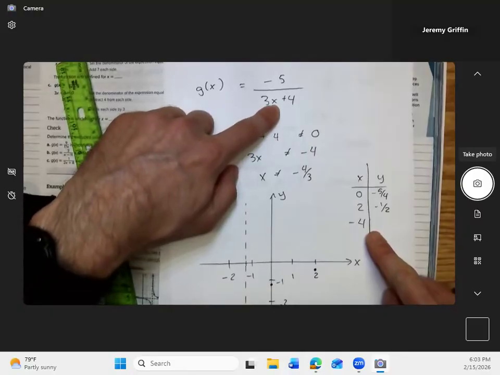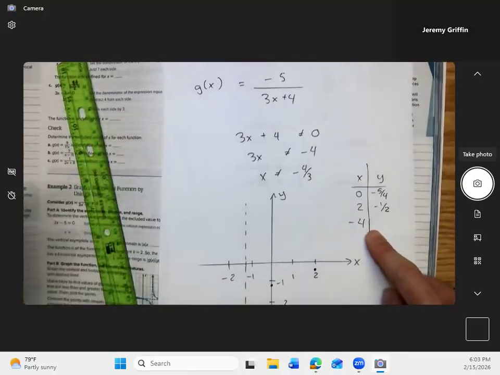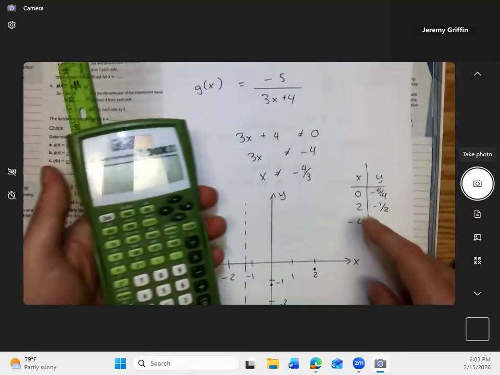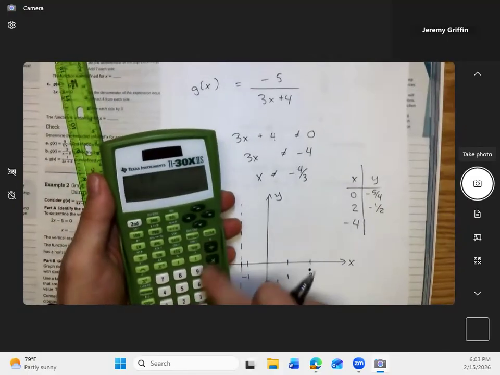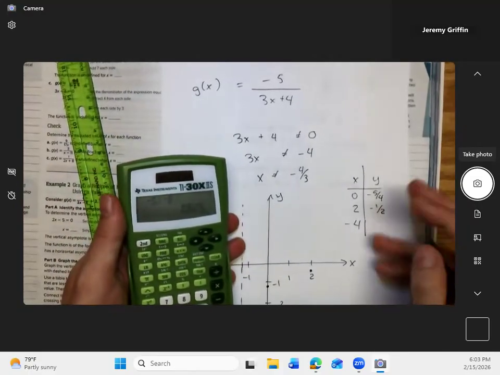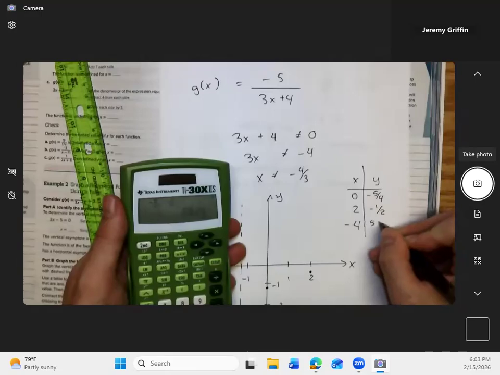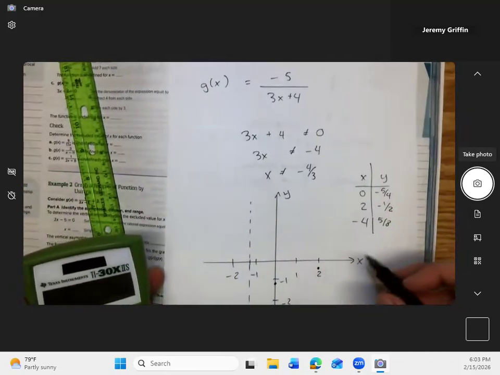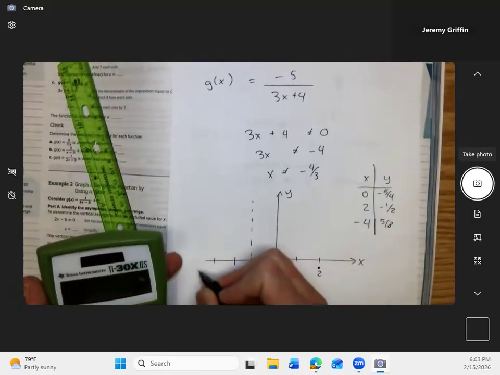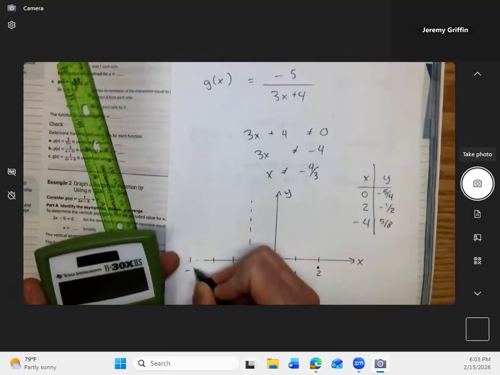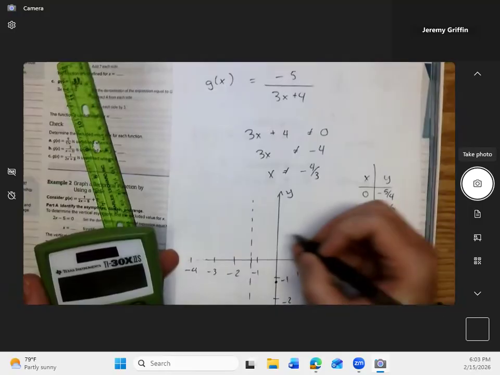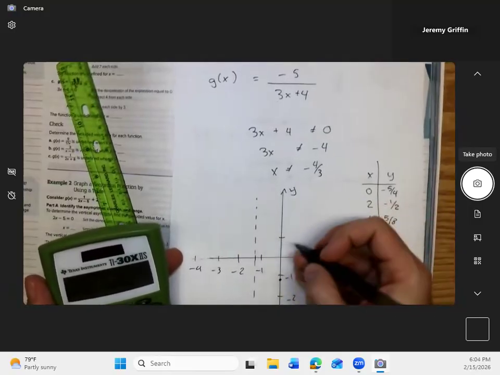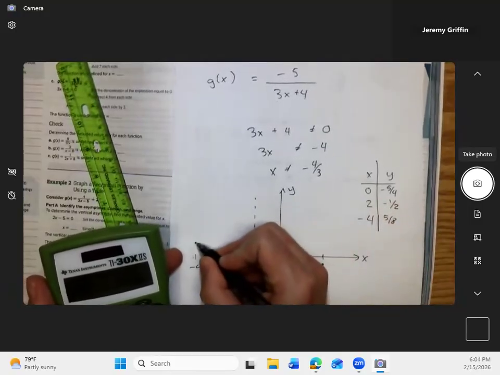So 3 times negative 4 is negative 12, plus 4 is negative 8, and then negative 5 over negative 8 is positive 5/8, or 0.65 if you like. Okay, so I plug in 3, negative 4 way back here. I get positive. So that's a little more than a half. That's probably right back here.